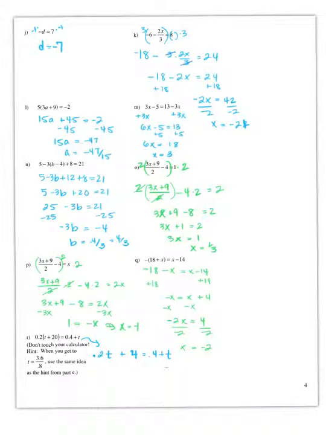Again, we want to combine our like terms, so I'm subtracting t from both sides, which leaves me with a negative 0.8t plus 4 equals 0.4. Now we'll subtract 4 from both sides, leaving us with negative 0.8t equals negative 3.6.